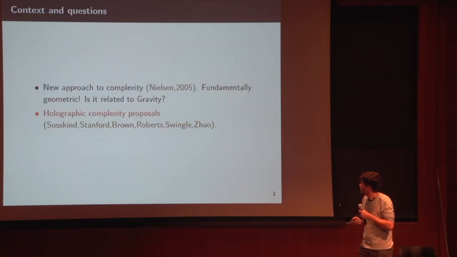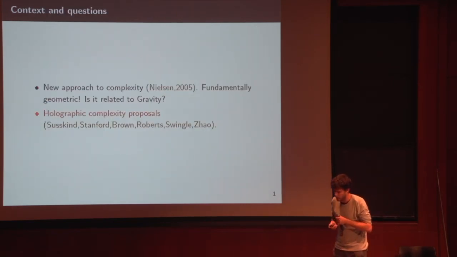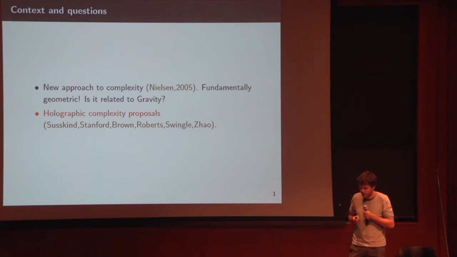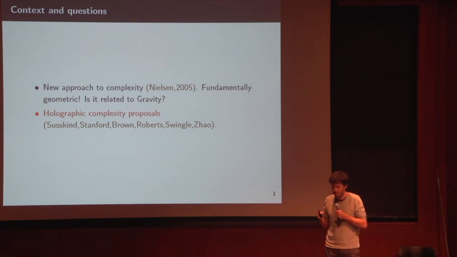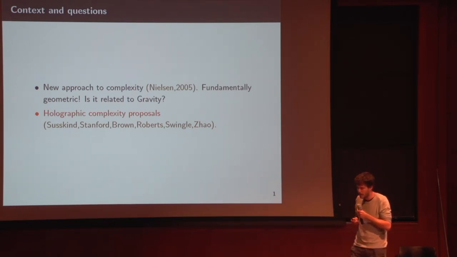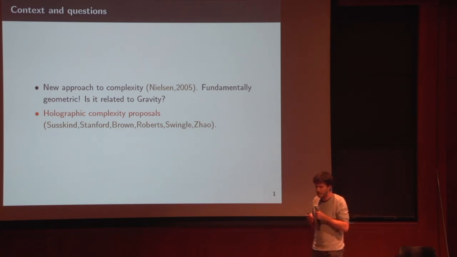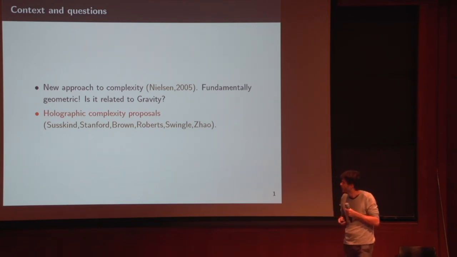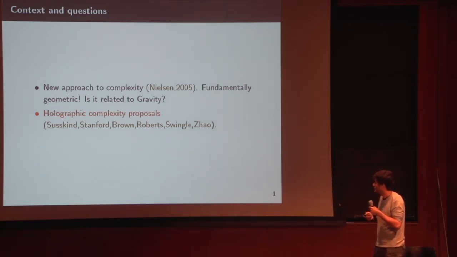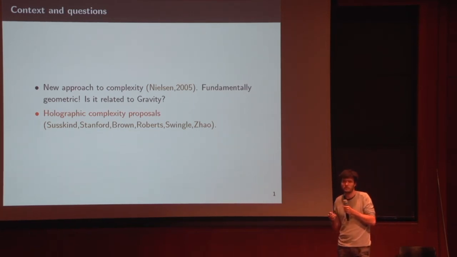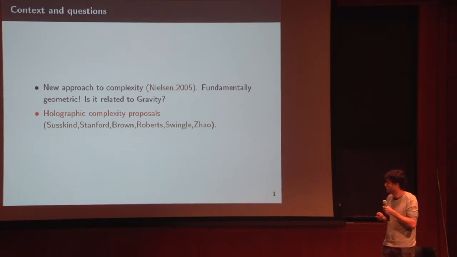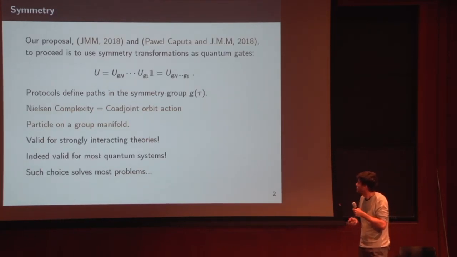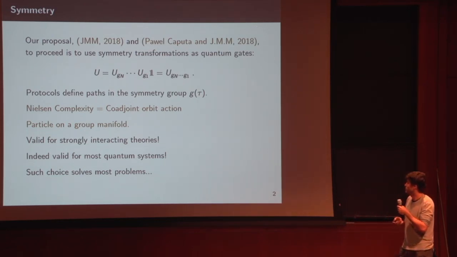So, needless to say, as Lenny was discussing before, the quantum complexity field is plagued by many different problems, both technical and conceptual. And one might be inclined to think that advances in this field are basically hopeless dreams. Our claim today is that this is not the case, that there is a way to avoid such problems, and that it actually turns out to be a very sensible, simple, and physical way to do so. Our proposal in both these papers is to use symmetry transformations as quantum gates.